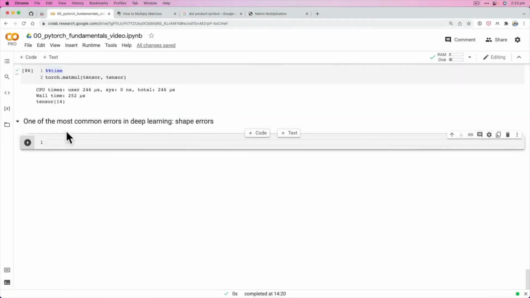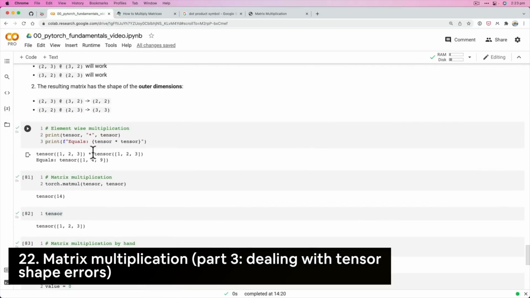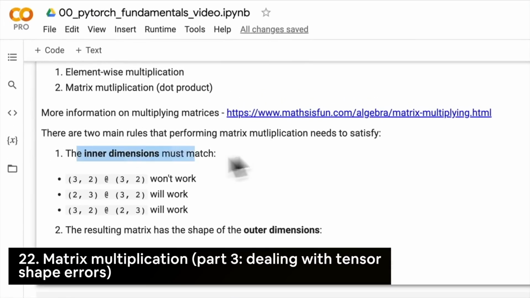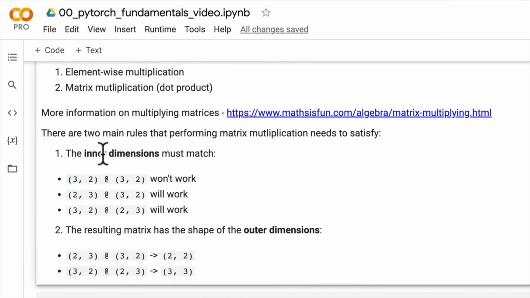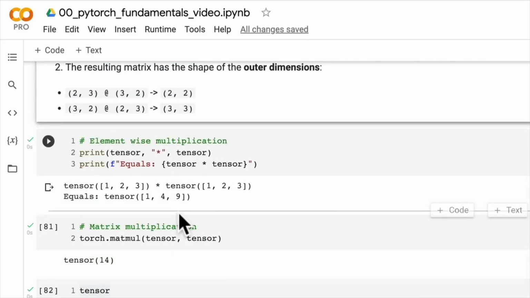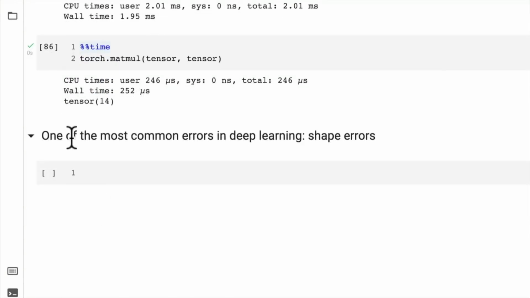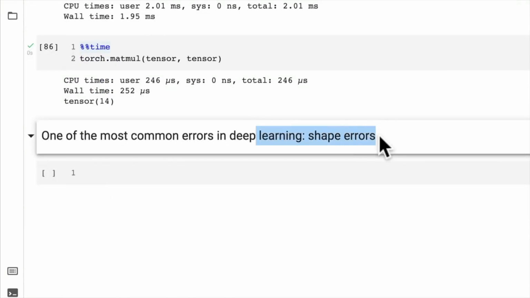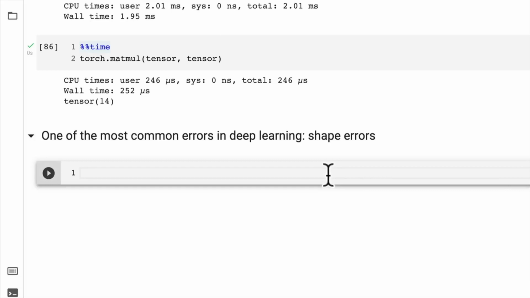Welcome back. In the last video, we discussed a little bit more about matrix multiplication, but we're not done there. We looked at two of the main rules of matrix multiplication, and we saw a few errors of what happens if those rules aren't satisfied, particularly if the inner dimensions don't match. So this is what I've been alluding to as one of the most common errors in deep learning, and that is shape errors. Because neural networks are comprised of lots of matrix multiplication operations, if you have some sort of tensor shape error somewhere in your neural network, chances are you're going to get a shape error. So now let's investigate how we can deal with those.